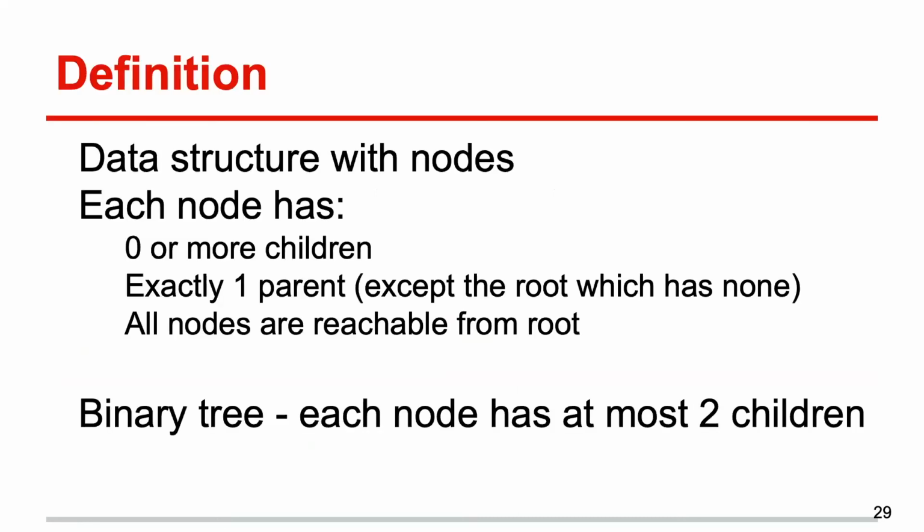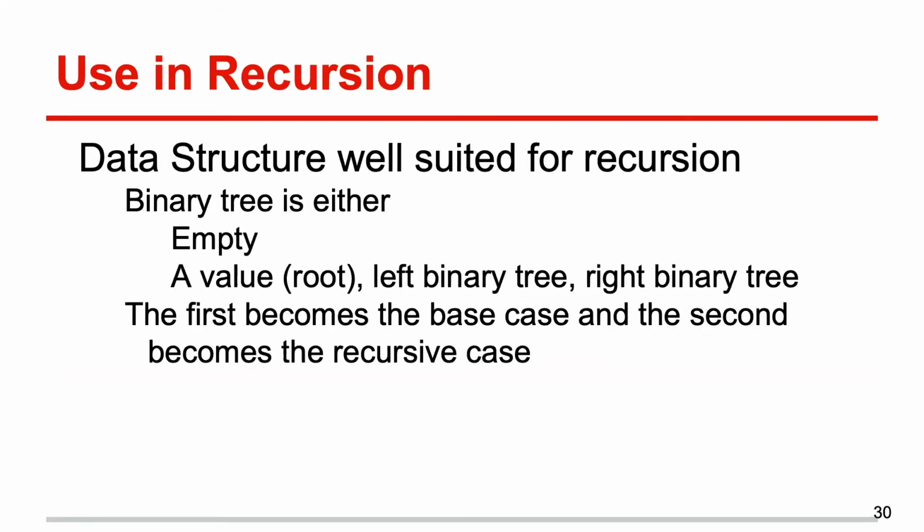So trees. This is a data structure with nodes, sort of like graphs or linked lists. But here, each node has 0 or more children and has exactly 1 parent. There's also a binary tree where each node has at most 2 children. Trees are very useful because it's very natural to write recursive algorithms on trees. Essentially, each recursive method called on a tree fits the formula of processing the root, and then calling the recursive method on the left and right binary trees.